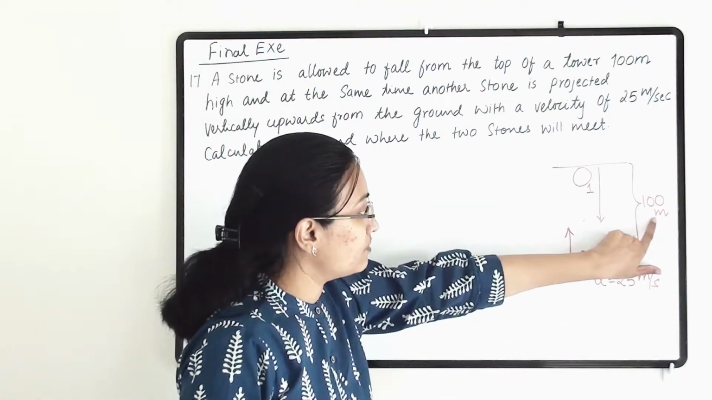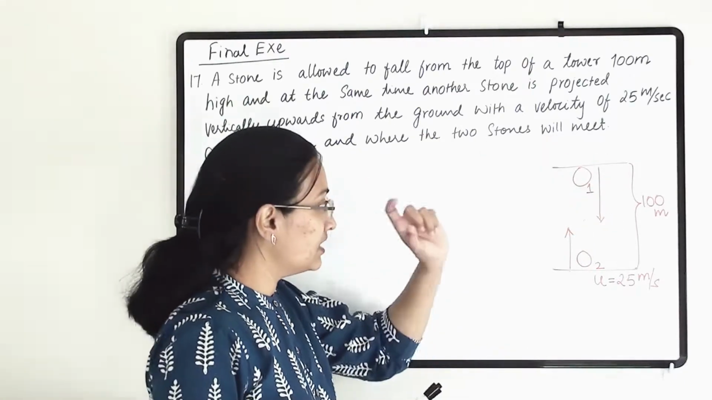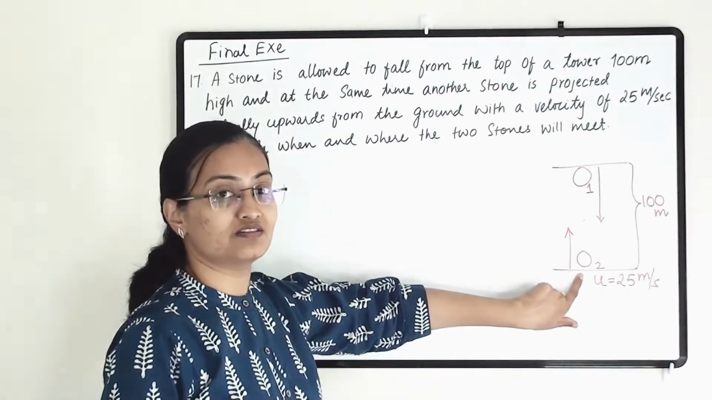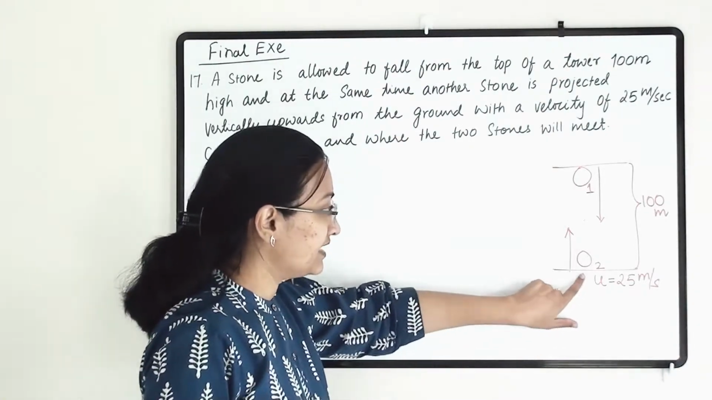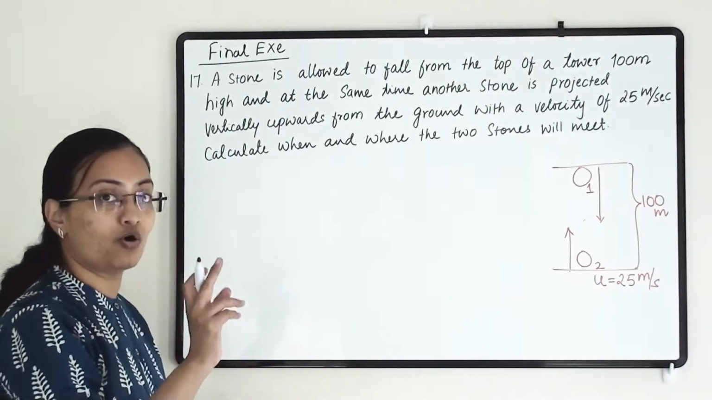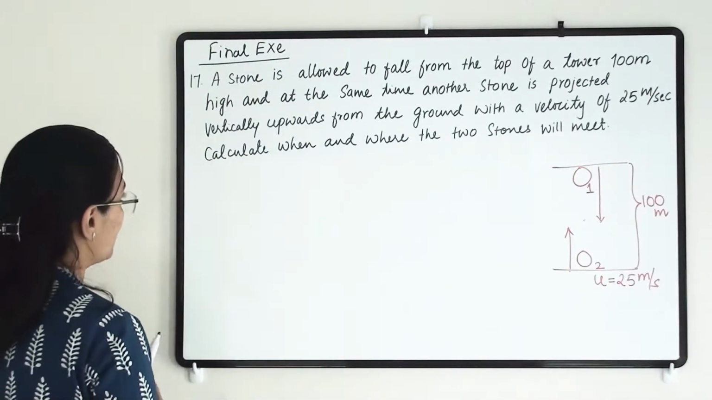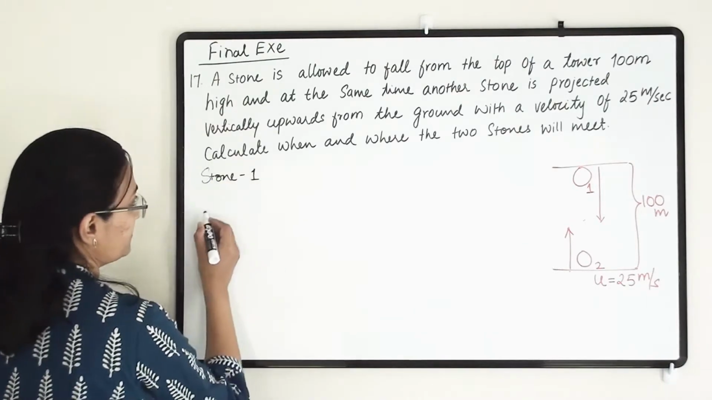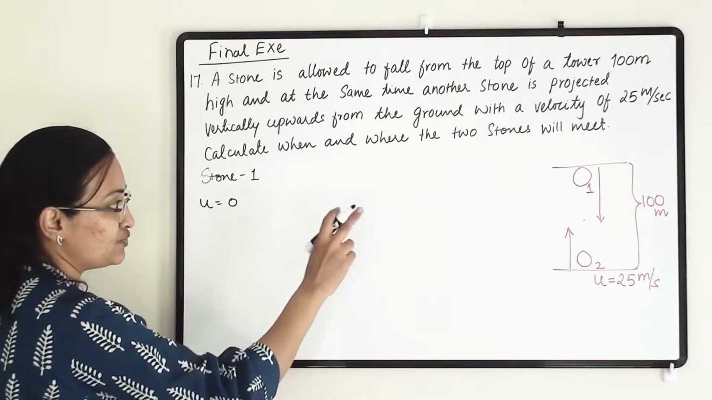The only thing we have is the 100 meter distance, that they are going to meet somewhere in between this 100 meter distance, and the initial velocity of this second stone. So this is stone 1 which we are dropping from the top and this is stone 2 which we are throwing upward. So both directions are opposite to each other. Now let us calculate for stone 1. The initial velocity for stone 1 is going to be 0 because we are dropping it.